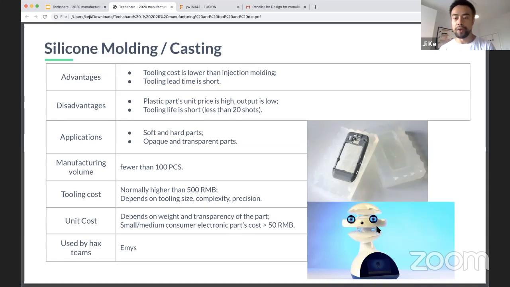We have a team called MS. They made a whole robot with silicone molding as a tool, so you have very precise components inside that are still silicone moldable. Each mold only makes 10 pieces, but that's enough for their early stage production.